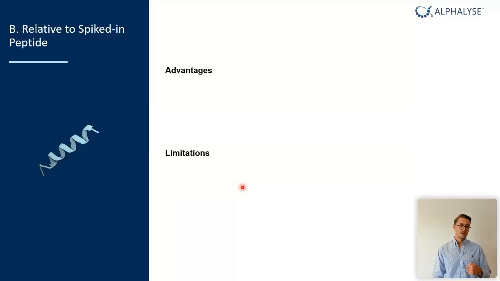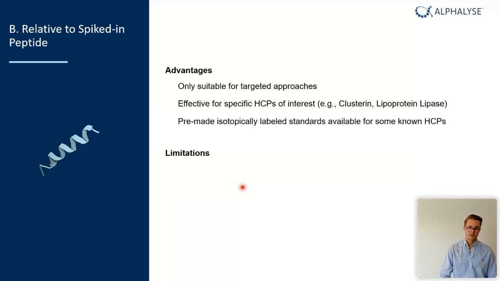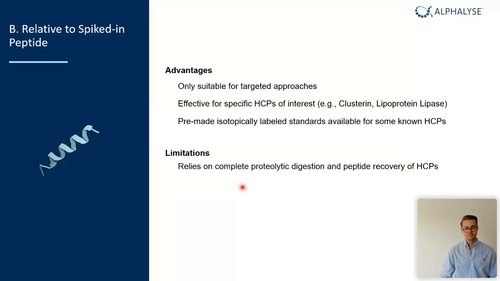Okay. Method C, relative to spiked-in peptide. This is only suitable for targeted approaches. It is effective for specific host cell proteins of interest. So if you know you have some high HCPs of concern, monitoring them with this is an effective way. For example, clusterin or LPL. Pre-made isotopically labeled peptides are available for some known host cell proteins of concern, again, like clusterin and LPL.